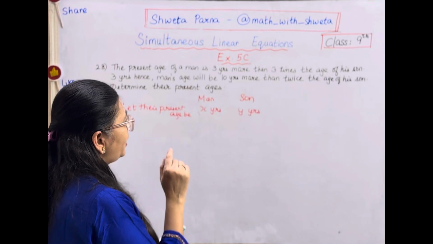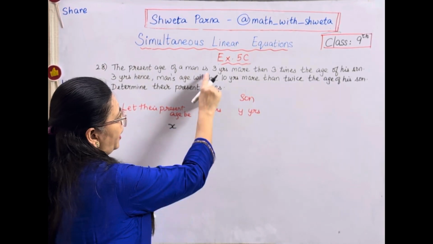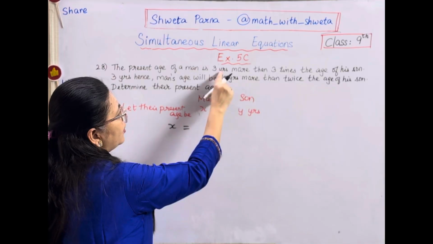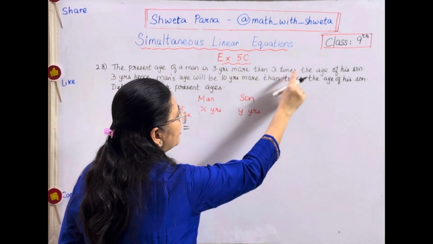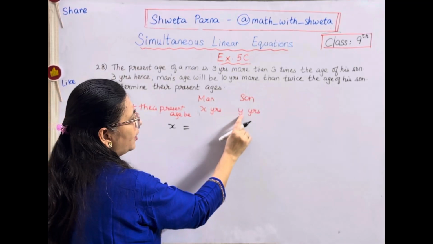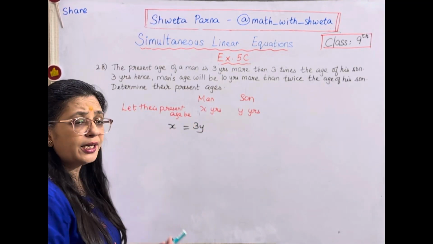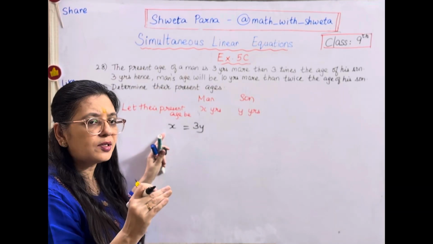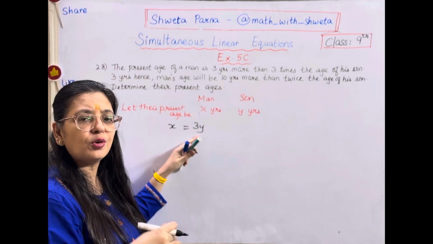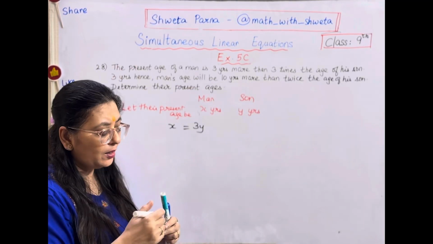Now, the present age of a man is x. It is 3 years more. 3 years more than what? 3 times the age of his son. 3 times the age of his son will be 3y. Now the man's age is 3 years more, so either I have to deduct 3 years from the man's age or add 3 years to the son's age, so that both are equal.